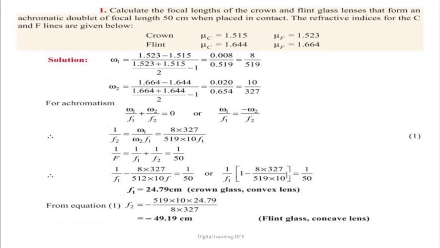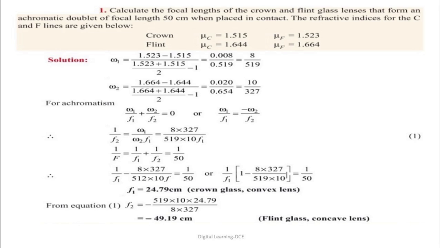Omega 2 is equal to (1.664 minus 1.644) whole divided by ((1.664 plus 1.644) by 2 minus 1), which is equal to 0.020 by 0.654, which is equal to 10 divided by 327.